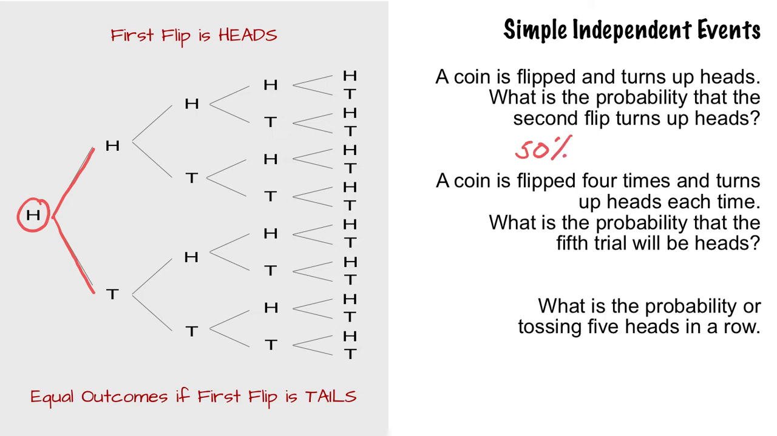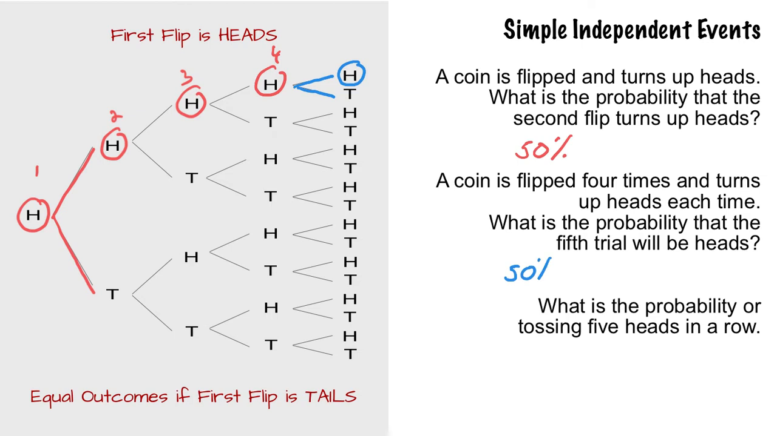A coin is flipped 4 times and turns up heads each time. So 1, 2, 3, and 4. What is the probability that the 5th trial will be heads? Well, after the 4th time, these are independent events, and so that opportunity for the 5th head is also still 50%.